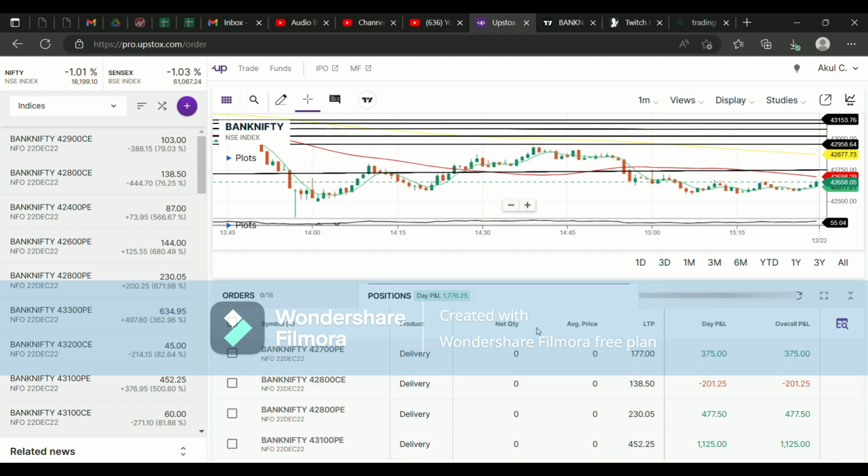Before going further, I would like to tell you that I trade only in one lot as of now, because I don't want to indulge my whole capital as of now. So I am currently trading with only one lot, and that too the capital is around 7 to 8,000 only. So yes, let's get started. So the first trade of this, I have taken this one.